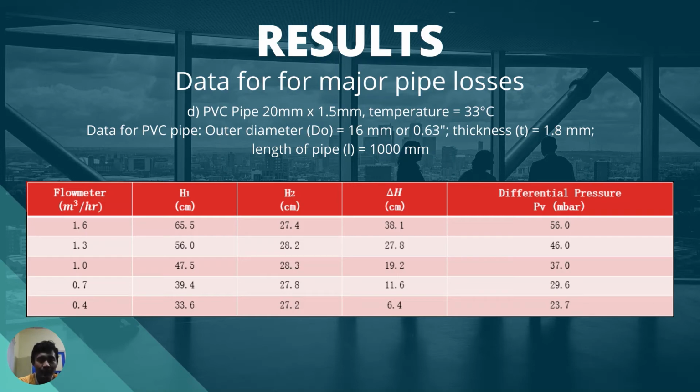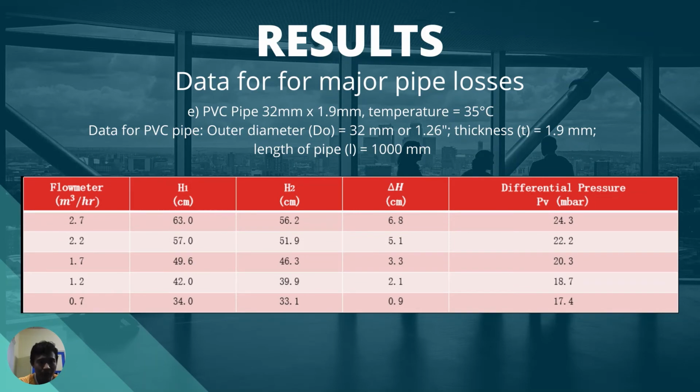Next, for PVC pipe 20 mm times 1.5 mm, the temperature is 33 Celsius, the outer diameter is 16 mm, the thickness is 1.8 mm, and the length of the pipe is 1000 mm. It shows the value of delta H of PVC pipe 20 mm times 1.5 mm.